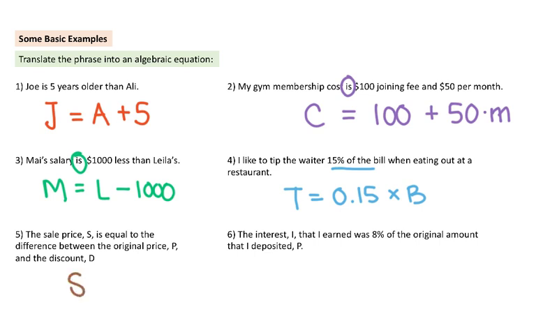The sale price S is equal to the difference. Difference means subtract. Difference between the original price and the discount. So we subtract the original price and the discount. Okay, let's look at another one. We have another percent problem. The interest, so this has to do with banking, that I earned was is like the equal sign, 8% of, so 0.08 of the original deposit, which we're calling P. So you can see, you kind of look for the is or the was or the costs, and that's the equal sign, and you go from there.